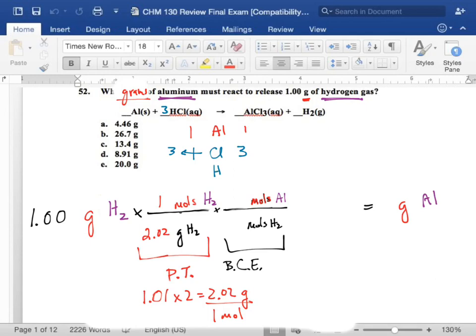Hydrogen on the left, 3. Hydrogen on the right, 2. That should become a problem because we can't easily change one number. But I could change both numbers to equal the same thing. That same thing will be 6. So I'll change the 2 to a 6 by doing what? Times the right by 3. I'll change the 3 to a 6 by times that by 2. Then check your equation.